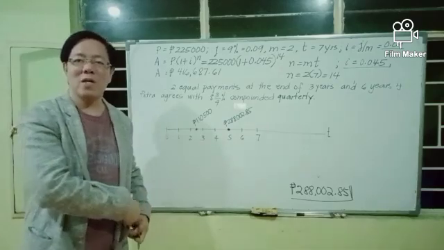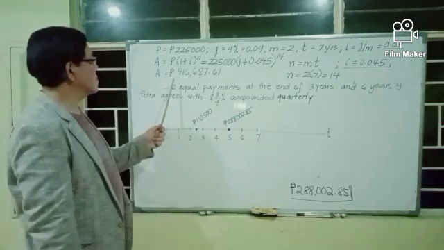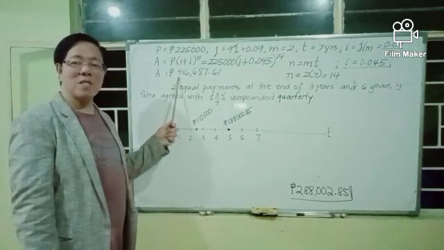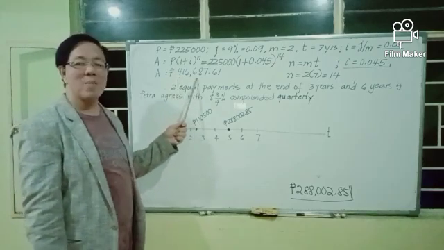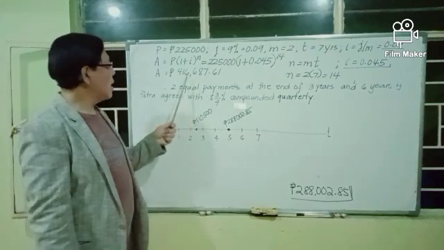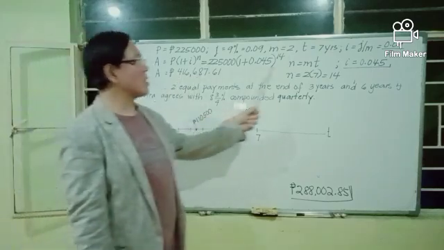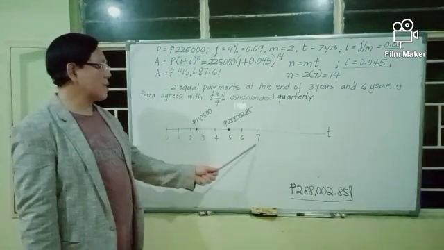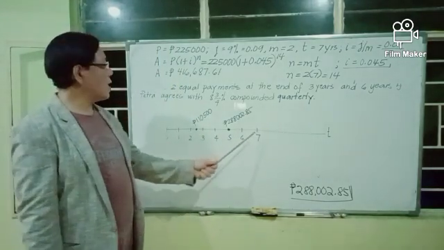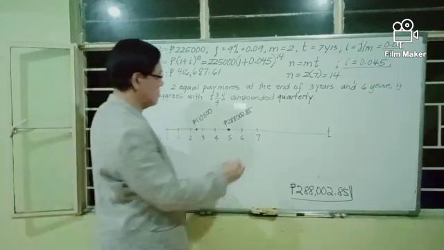Thus, the maturity value of the third obligation, that includes the principal and the interest, is 416,687.61 pesos. And this amount is due at the end of 7 years. And we plot this amount at the end of 7 years. We write here 416,000.